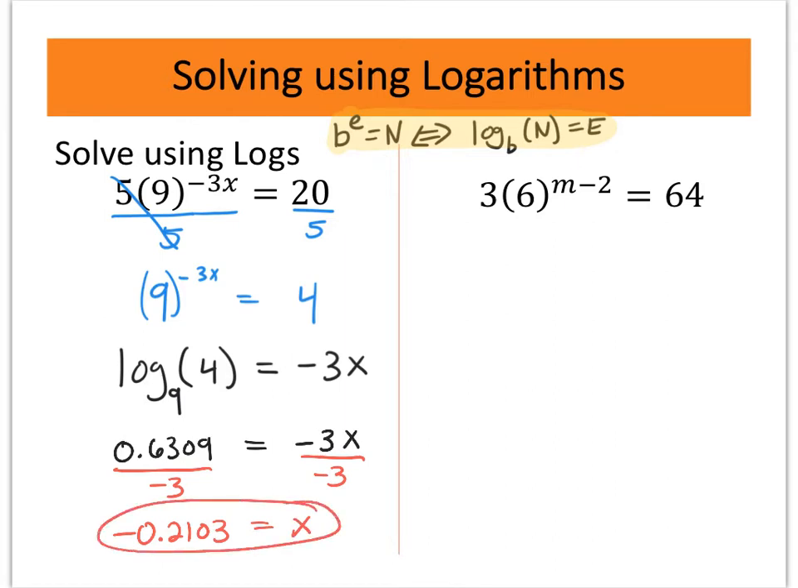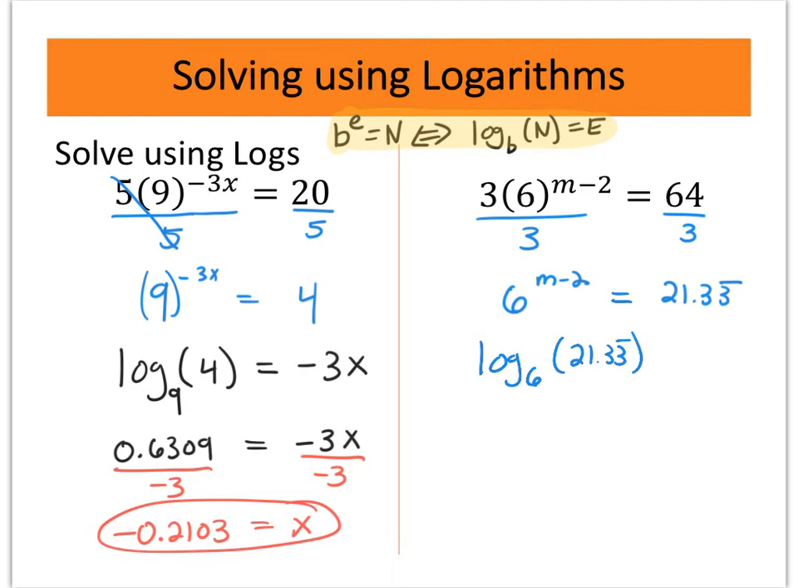I'm going to go a little bit faster through the next one, but the same idea applies. We're going to get rid of the 3 on both sides because I don't want the 3. 64 divided by 3 is 21.3 repeating, and we're left with 6 to the power of m minus 2. I'm going to use this log property to convert it into a logarithm. So that's equal to that. I've got log base 6 of the answer from before, 21.33 repeating, is equal to m minus 2.